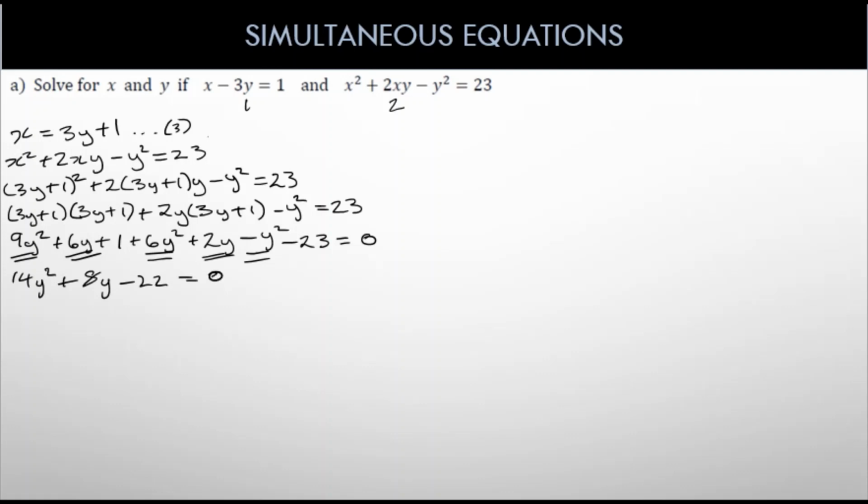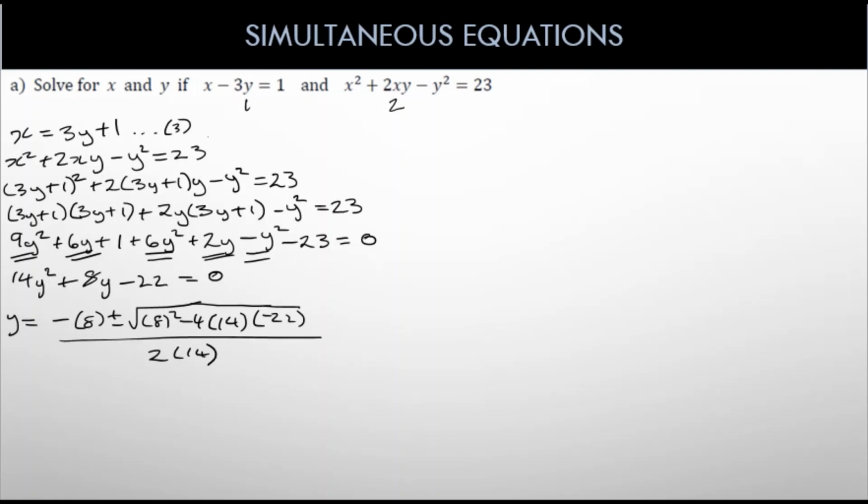And now comes our quadratic formula. We don't need to find product factors here. Just substitute: y is equal to minus, then my b is 8, plus or minus the root of 8 squared minus 4, and then a is 14, and then c is negative 22, over 2 times 14.